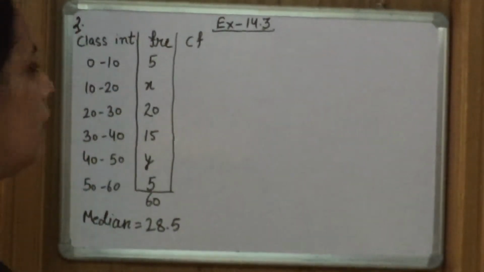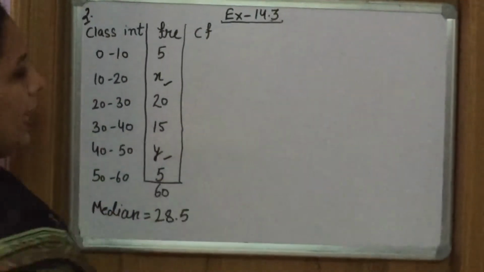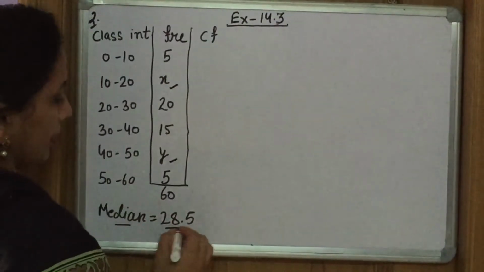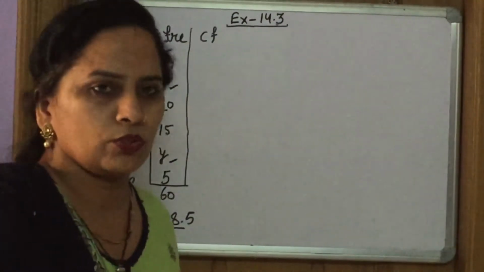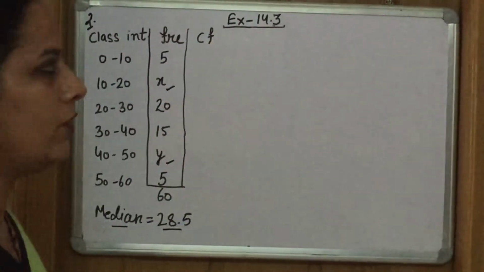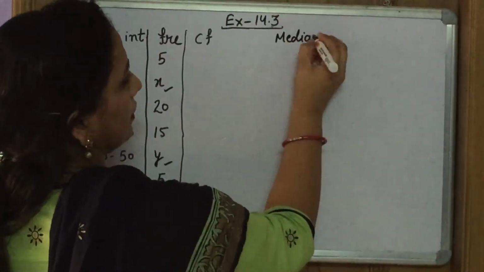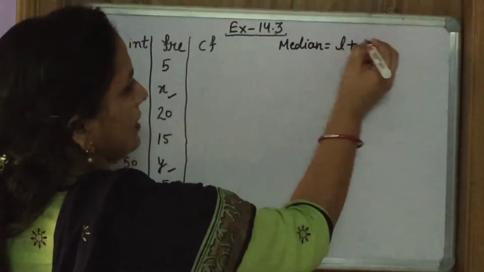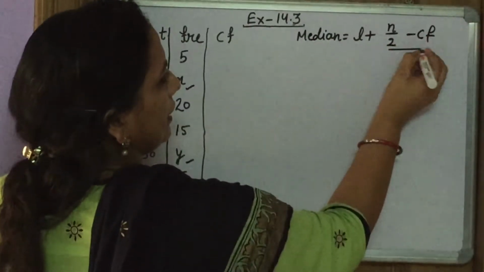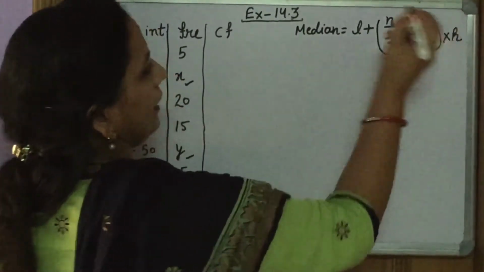In this question you have to find the value of x and y, and one extra term is given in this question, that is median. Median is given, but you have to follow the same method to find the value of x and y. So first of all, write the formula of median, that is L plus (n by 2 minus CF) divided by F in a bracket, multiplied by h.